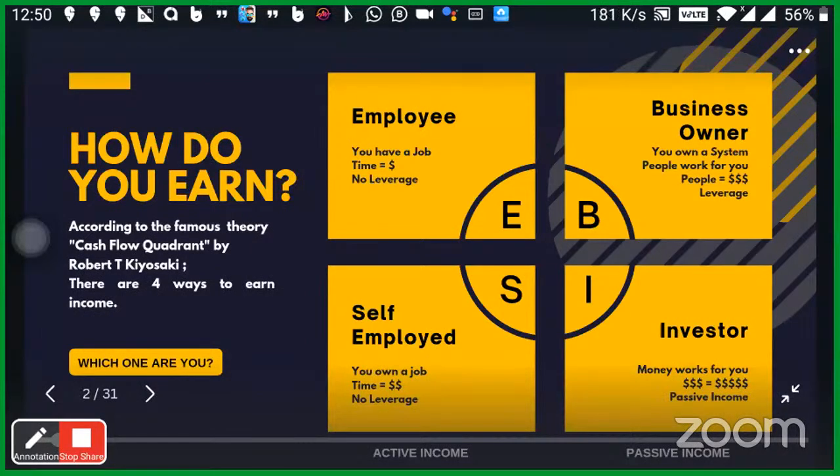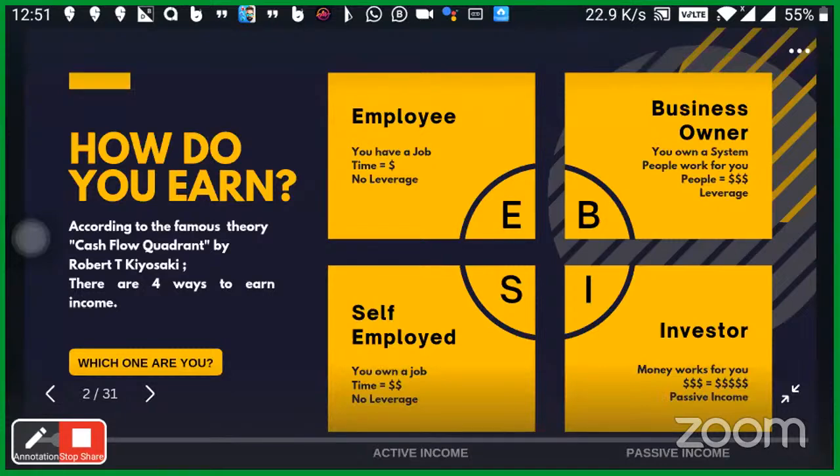this theory to the world, and from there till today, all the organizations, all the big businesses, all the corporates, everybody is following this beautiful cash flow quadrant. See in the screen, right? So what is exactly the meaning of this cash flow quadrant? According to Mr. Kiyosaki, and you must agree, there are four ways to earn income in this world.